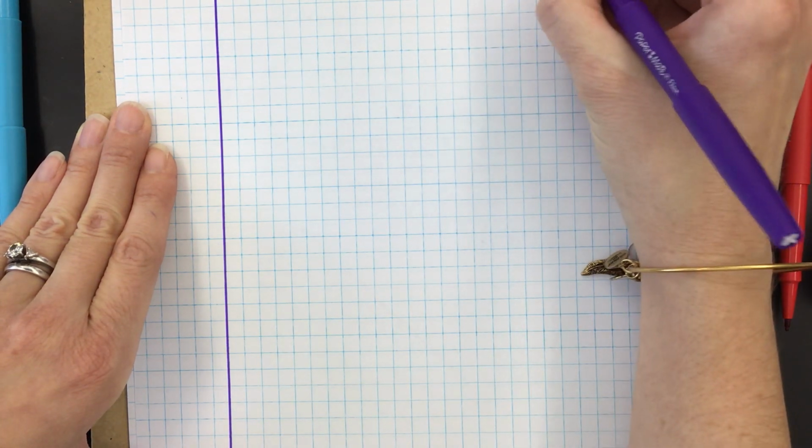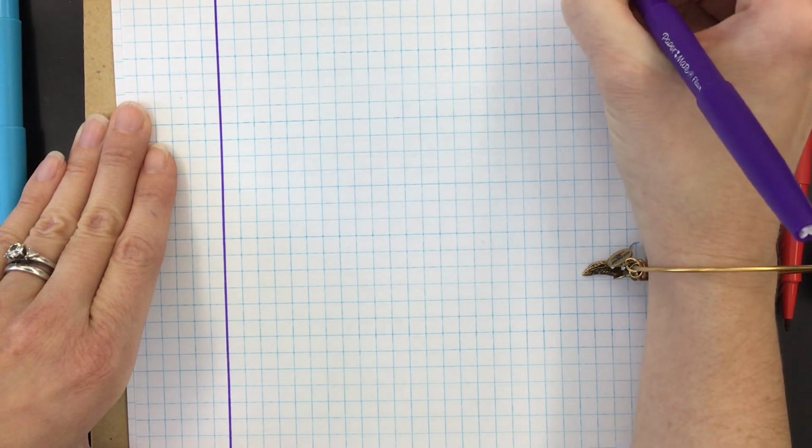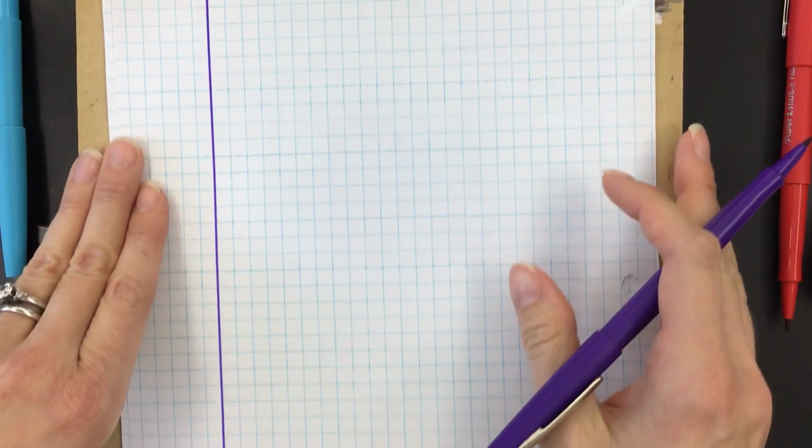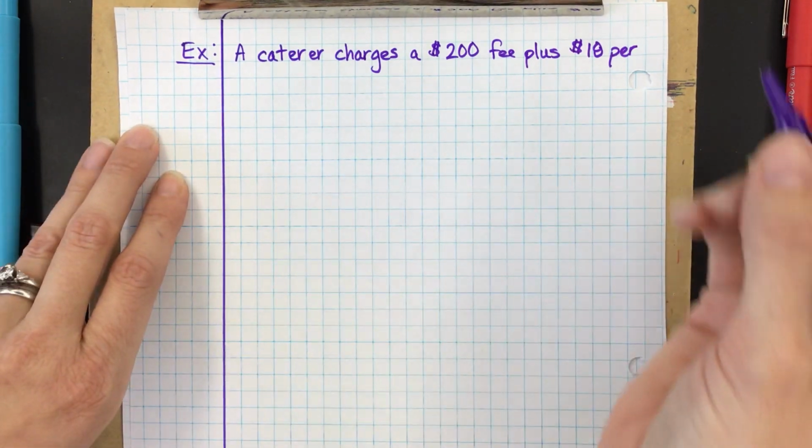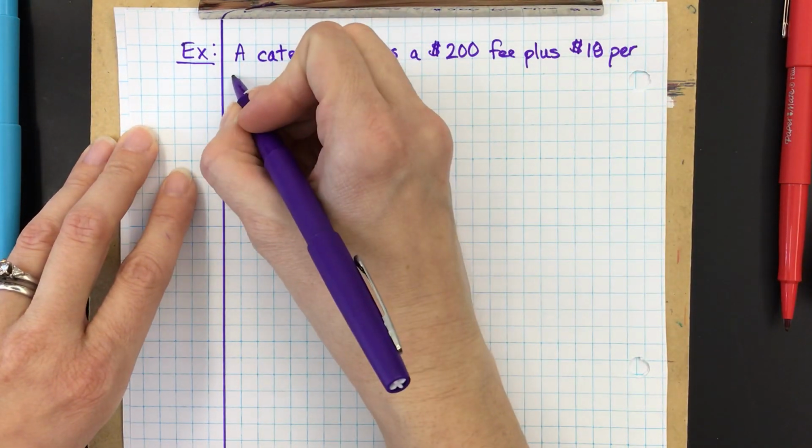plus $18 per, oh, you guys can't even see that. I am sorry. You can pause it and get caught up if you want. Per person.